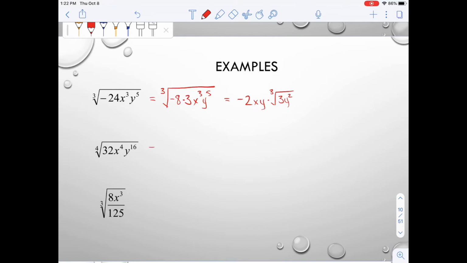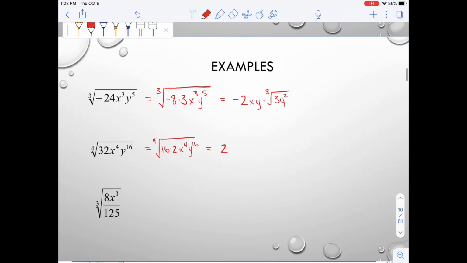If I look at the next example, the fourth root, right? 32 is not a perfect fourth power. However, 16 is a perfect fourth power. So here we're going to have the fourth root of 16 times 2, x to the fourth, y to the 16th. And when I simplify this, the fourth root of 16 is going to be 2. 4 goes into 4 one time for the x's, and 4 goes into 16 4 times for the y's with no remainders for either, times the fourth root of the 2 that was left over.